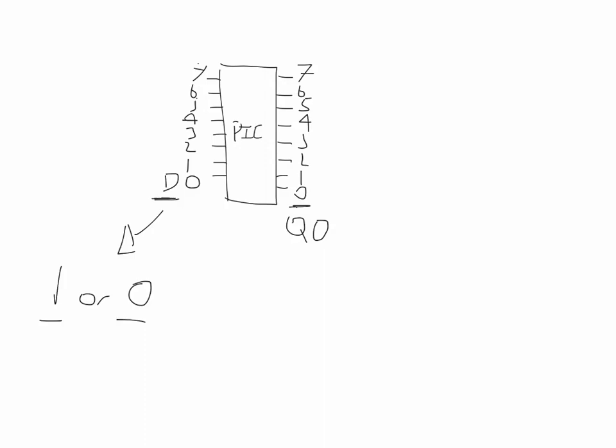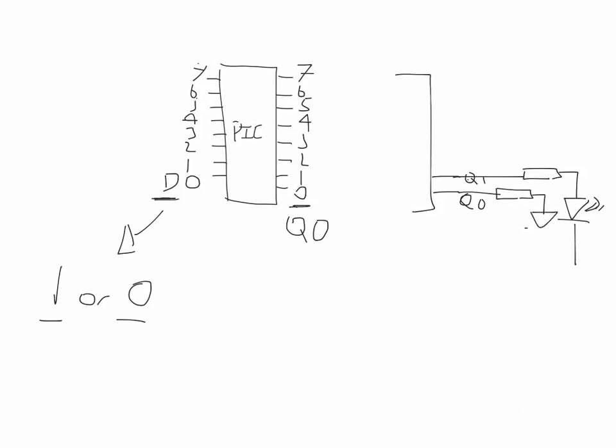Outputs here, if I take just another drawing and just concentrate on two of these, that is Q0 and Q1. I could come across and put my resistor and then into an LED. So I could have two of those, excuse the drawing, but I have two LEDs, and let's call it LED 1 and LED 2. LED 1 is connected to Q0. LED 2 is connected to Q1. So that's the first confusion that we have.